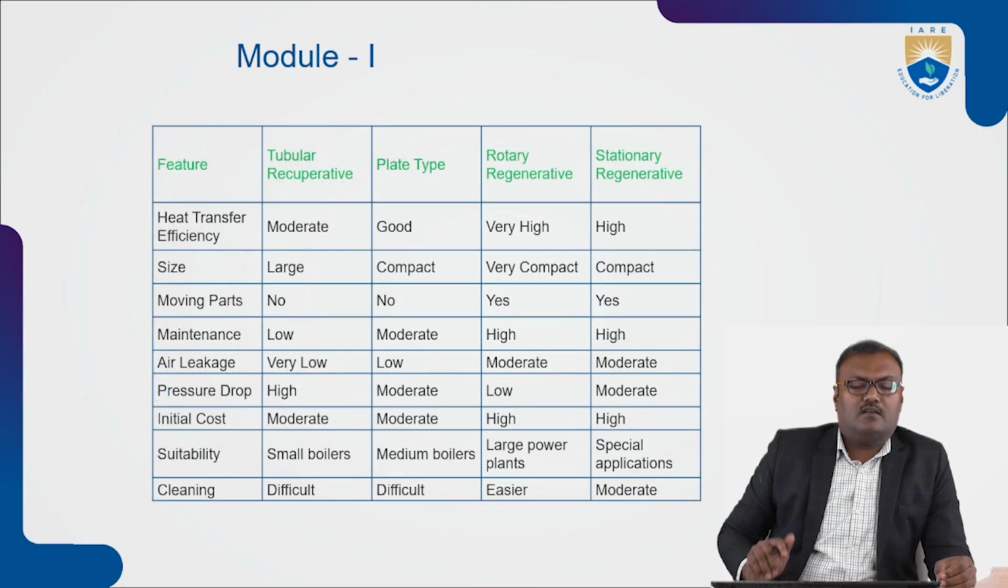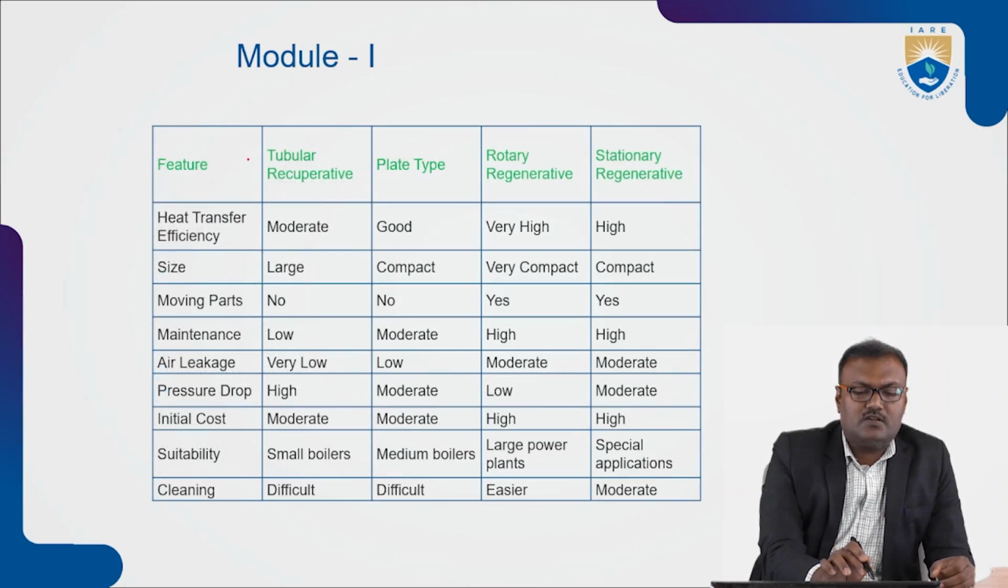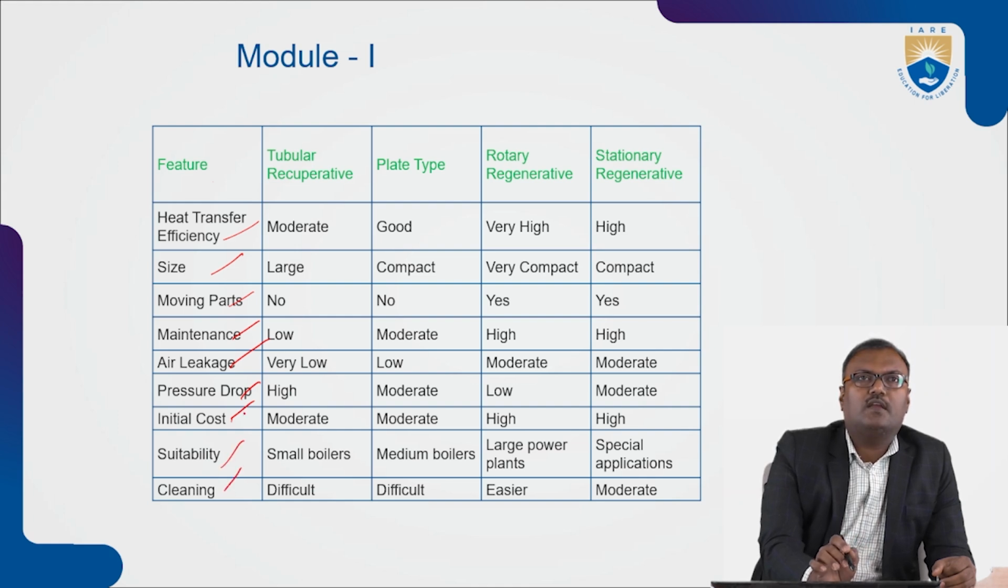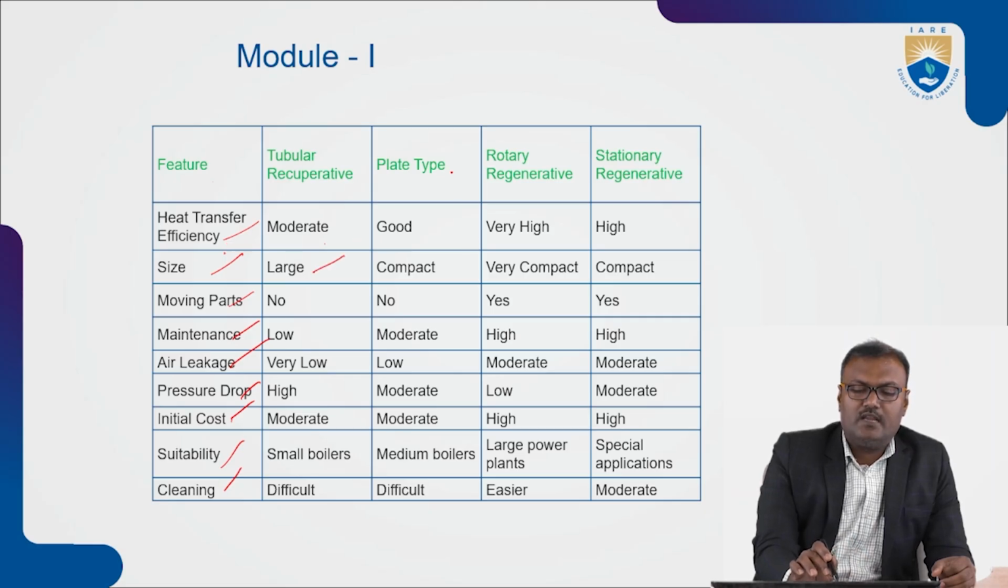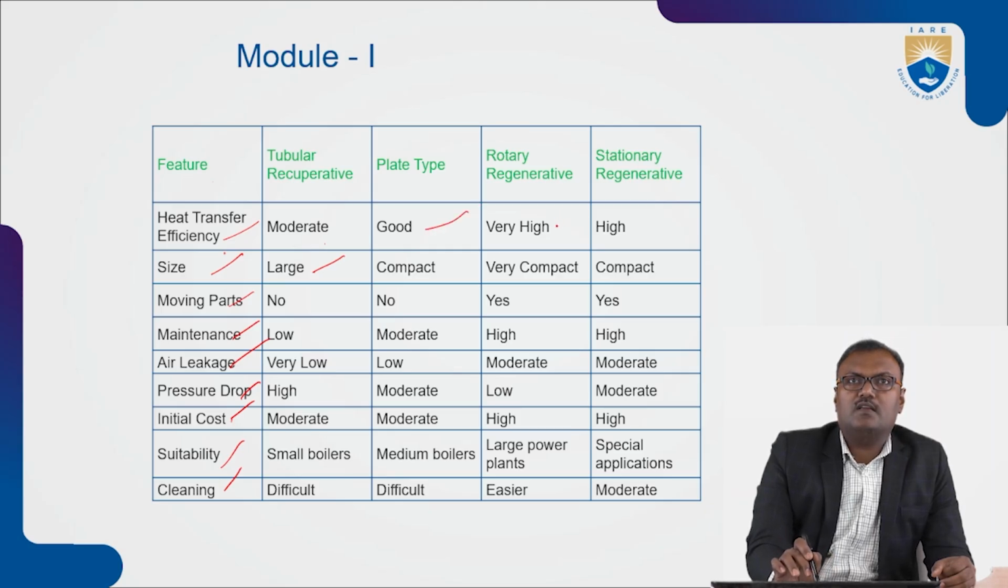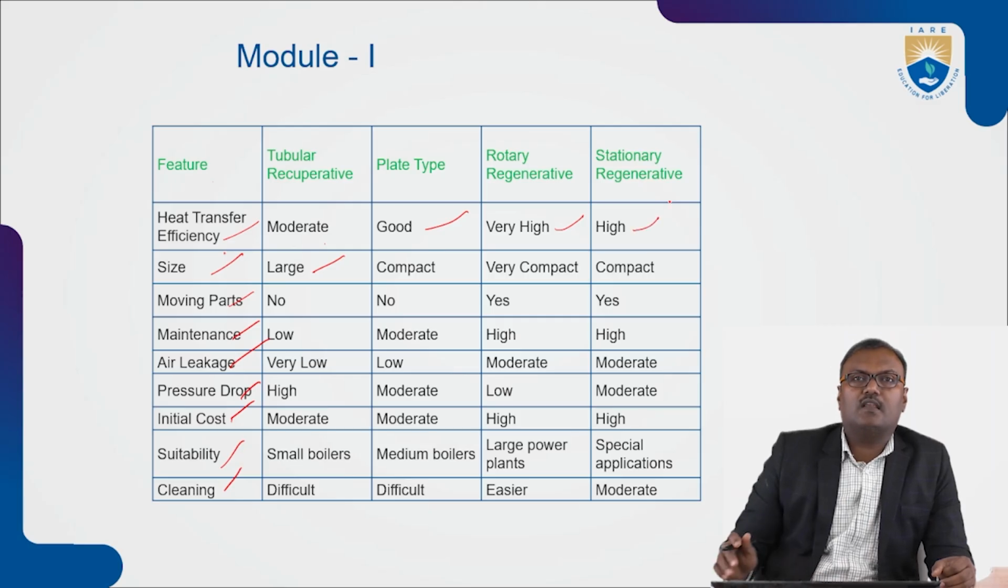And this is the tabular representation: the features are heat transfer efficiency, size, moving parts, maintenance, air leakage, pressure drop, initial cost, suitability, and cleaning. In a tubular recuperative system, heat transfer efficiency is at a moderate level and size is large. In plate type, heat transfer capacity is good, and in rotary regenerative system it is high, and stationary regenerative is also at a high level.